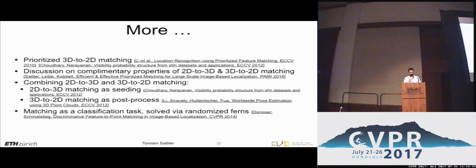There's also some nice work on modeling matching as a classification task. So you would train a random forest or a set of random ferns to classify each feature to belong to its 3D point. And this can be done very, very efficiently.